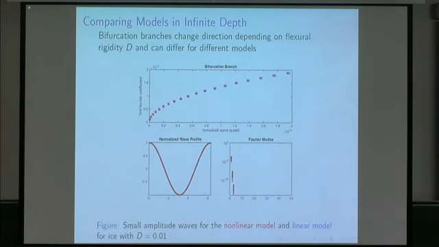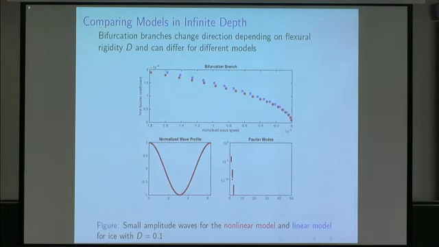Okay, so let's look at infinite depth, a different parameter regime. For example, let's look at some small amplitude solutions for the nonlinear model, which is in red, and the linear model in blue. And let's change d to be 0.01. So we took h to be infinite, and you see the two bifurcation branches lie on top of each other. The blue and the red lie on top of each other.